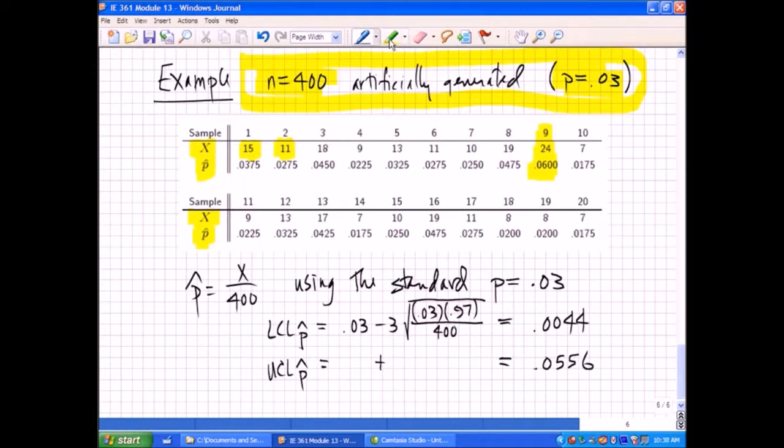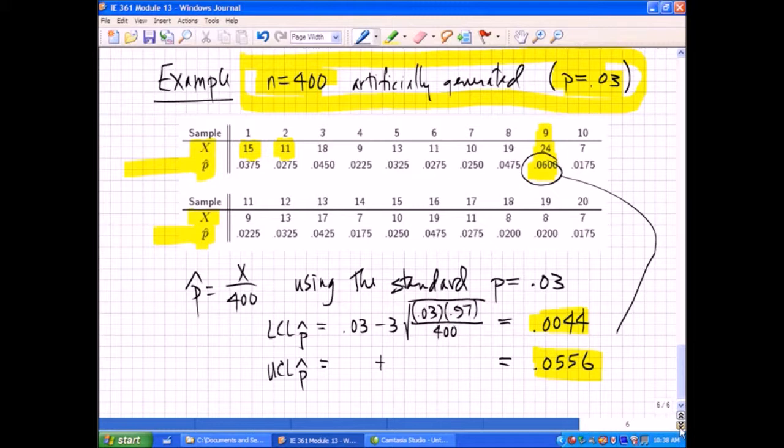The point is that one applies these limits to the p hat values in this table as they come rolling in, and what one finds is that only sample 9, where I cheated and did something other than binomial with n of 400, p of 0.03 to make the simulated data, produces a point that plots out of control. That is this value up here, which exceeds that upper control limit.